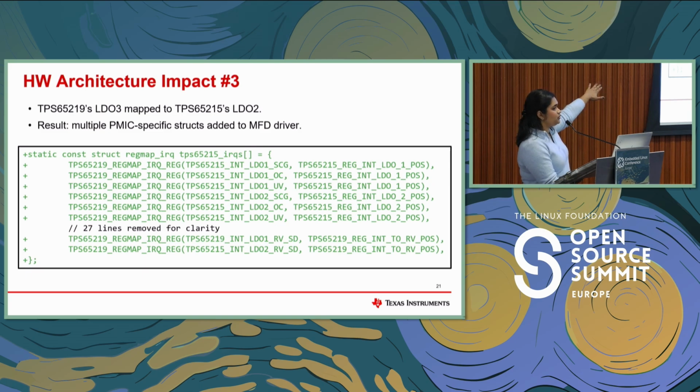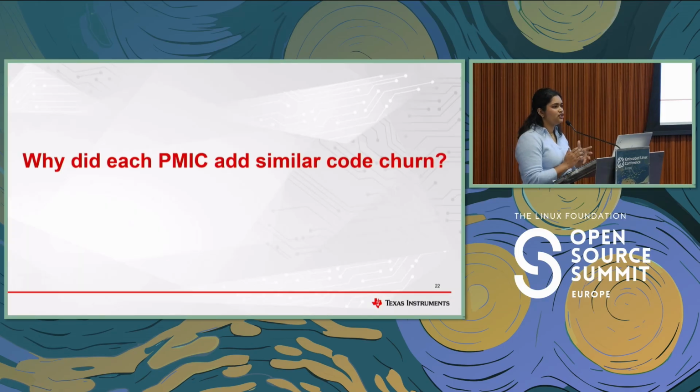When I say 27 lines removed for clarity, a couple rows down, that just means all of those lines were repeated code from the TPS 65219 regmap IRQ struct. In my mind, it would have been great to have a way to do one common struct for all of the IRQs within the device family, and then have a device-specific struct with just this section pertaining to each 215 IRQ. Now, the whole goal of this project and the mindset I approached it with was to reduce the code churn as each new PMIC is added.